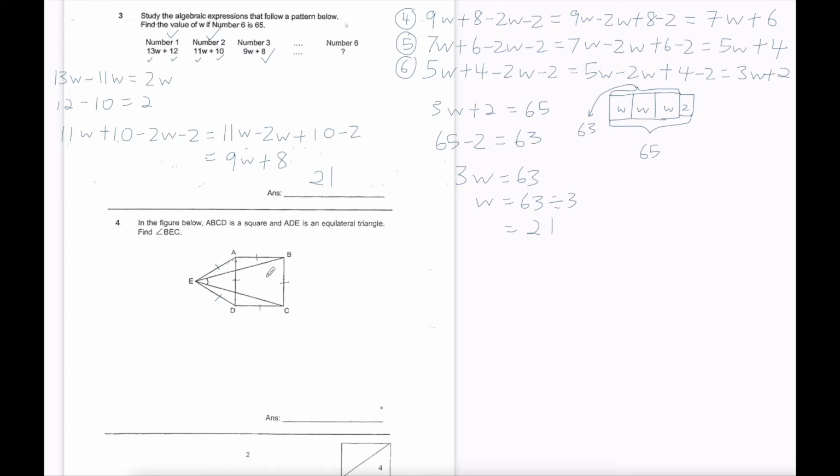Okay, we are not given any angles, but we are given squares. Squares means we're dealing with 90 degrees, and equilateral triangles means we're dealing with 60 degrees. Okay, I'm going to show you how I get these numbers. So let's start. Triangle ADE is an equilateral triangle. So angle EDA is, I'm going to draw a line.